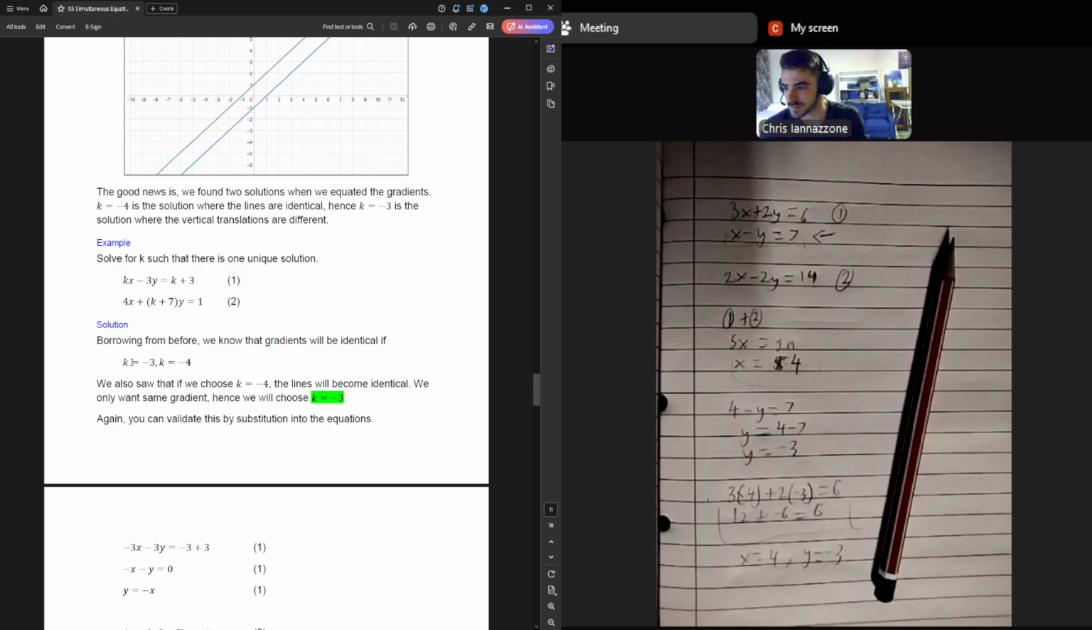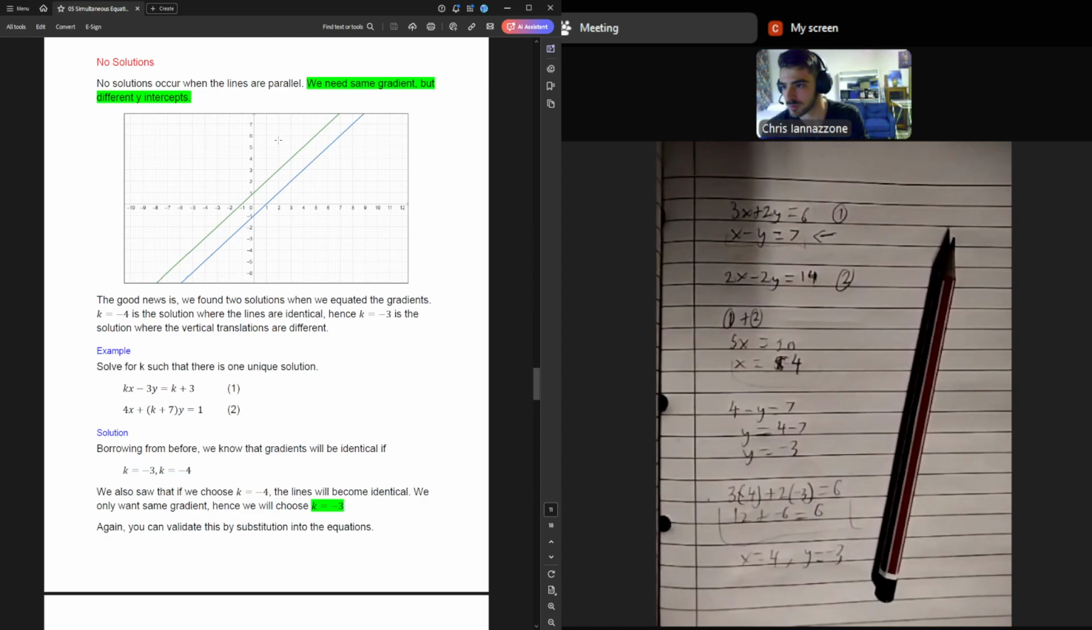So if we use our understanding, or at least the working out from before, we knew that k equals -3 and k equals -4 would give you identical gradients. We need to figure out which of those will give different y-intercepts. So remember, we want the same gradient, which means we want those set of solutions, but we need to choose the one that also gives you a different y-intercept. Well, we know if we take k equals -4, it's going to give us the same y-intercept, so we're just going to choose k equals -3, because that's going to give us different y-intercepts.